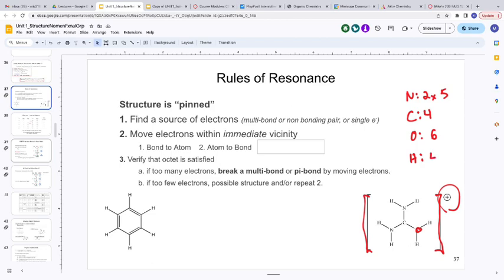Oh, there's 6. Oh, an oxygen. There are 5. I was still wrong. 5 hydrogens. Each of those has 1 valence electron, 1 oxygen, 4 carbons.